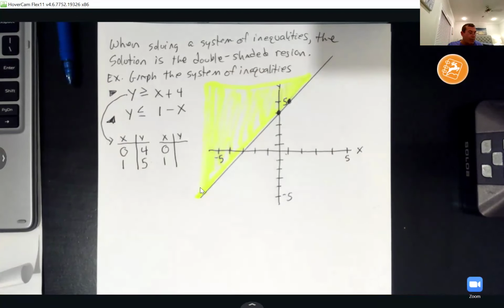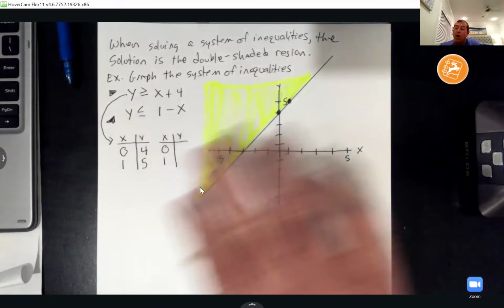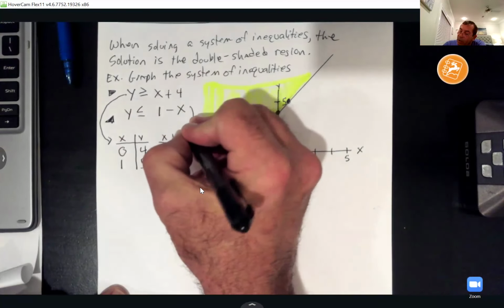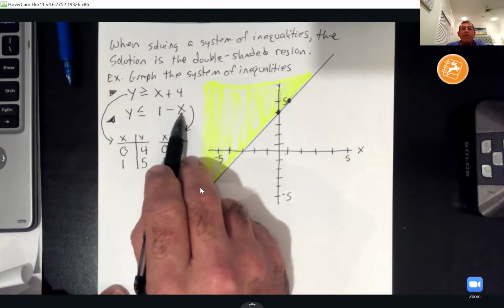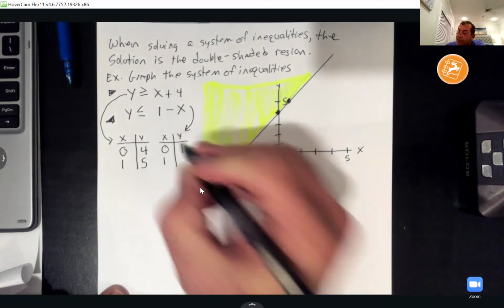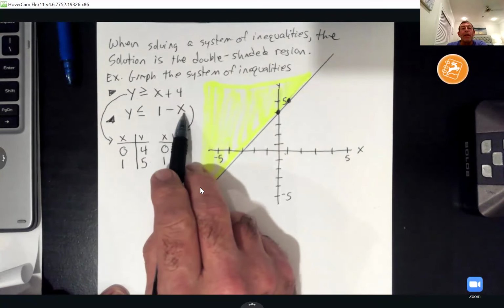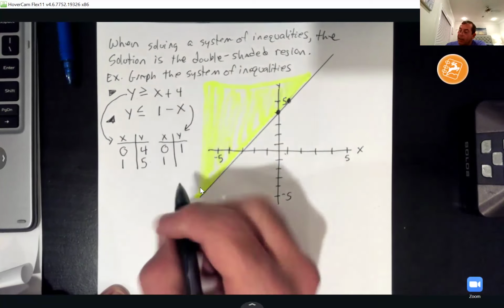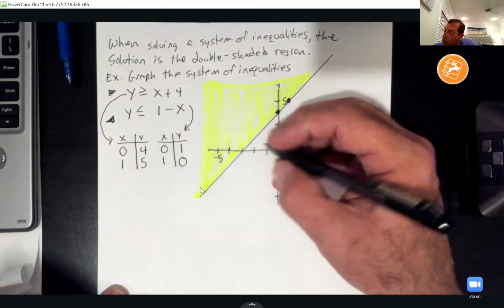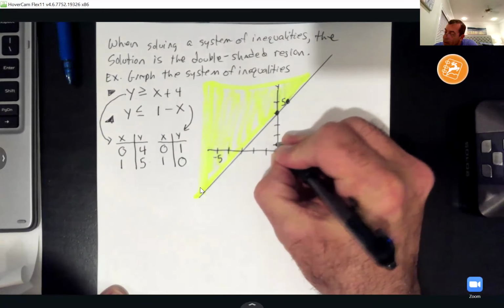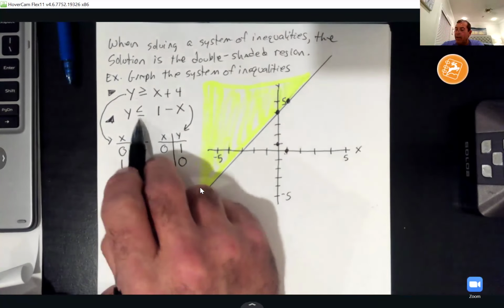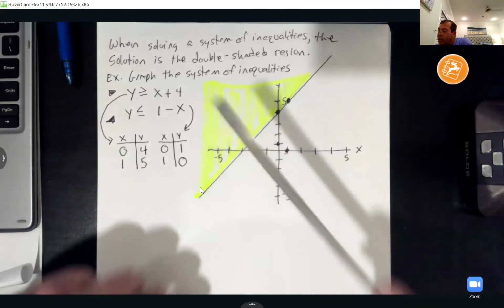So now I'm going to plot my second line and see where they overlap. So the second line, I'm going to use this one. So if I put a 0 in for the x, 1 minus 0 is 1. If I put a 1 in for the x, 1 minus 1 is 0. So this one has a point at 0, 1 right here. And then at 1, 0 right here. It's also got an equal, so it's also going to be solid.